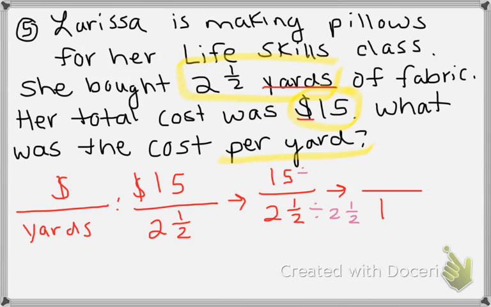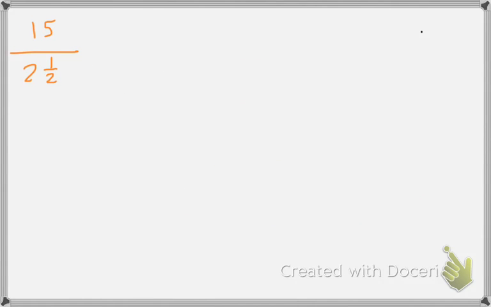Whatever you do to the bottom, you do to the top, right? 15 divided by 2.5. Same exact thing. So now let's rewrite that. So first step, we identify our numerator and denominator. 15 is our numerator. 2.5 is our denominator.